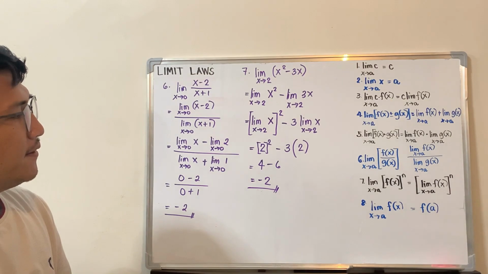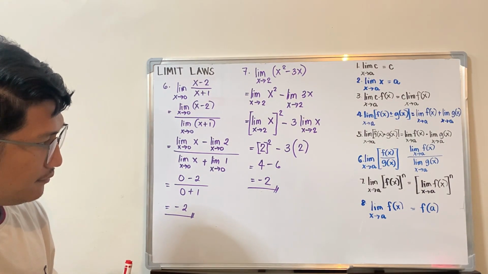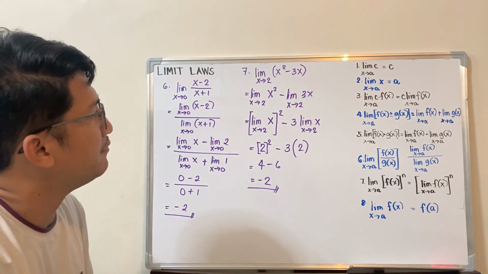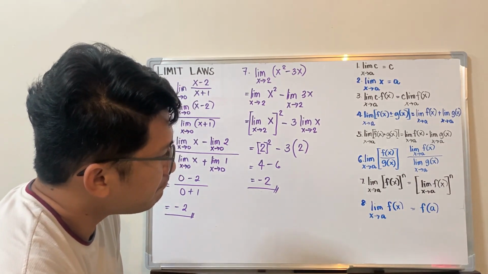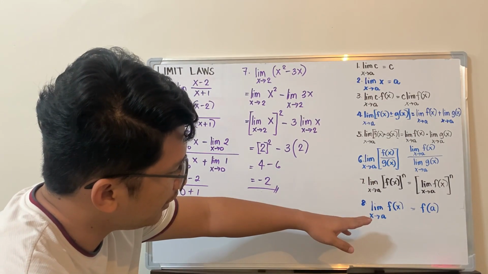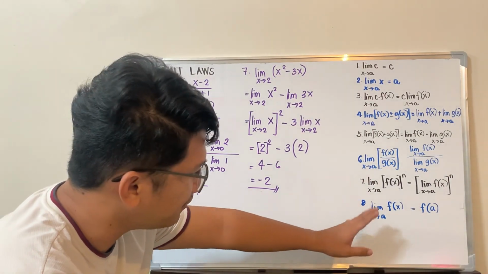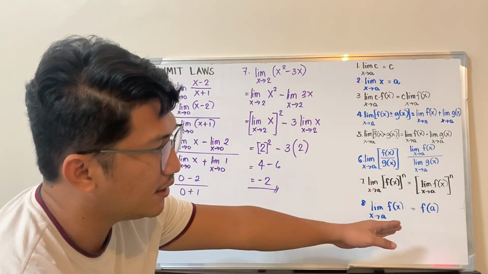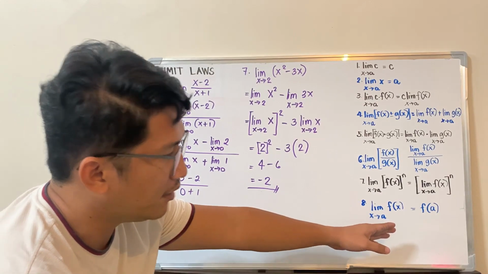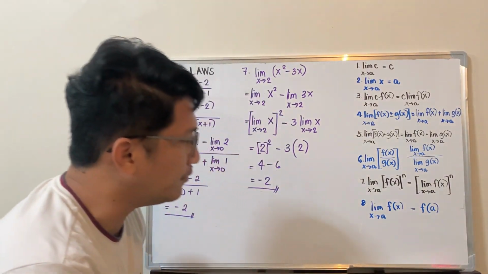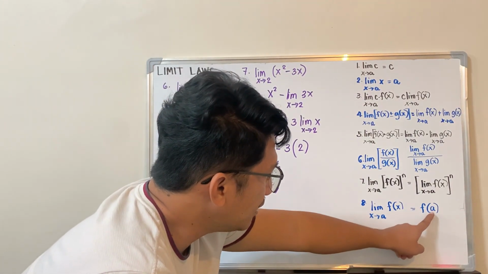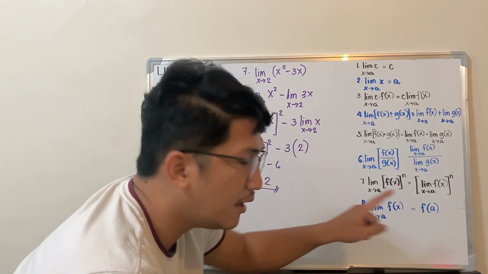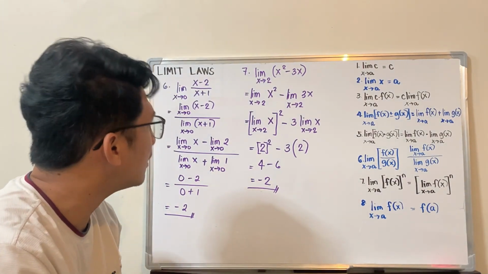Okay? Then, for number 8, actually, this is the simplest way in solving the limit. It says, what is the limit if we have the limit of the function f of x as x approaches a, it's just equal to f of a. So if you have f of a, where a is this one, you just substitute it into the function.